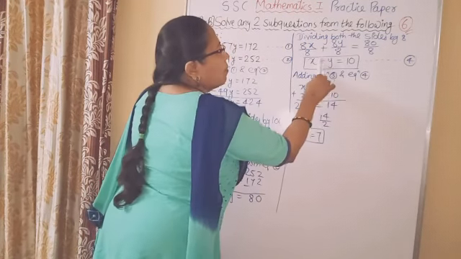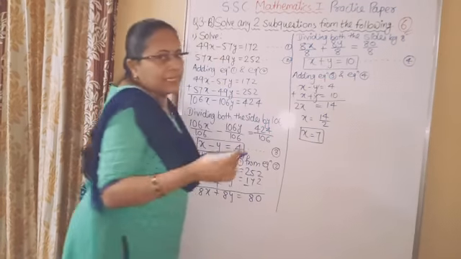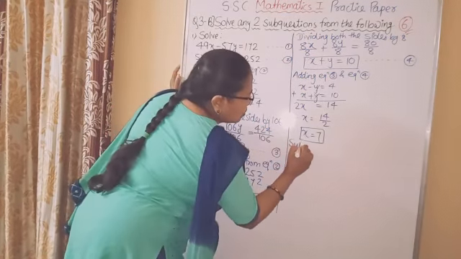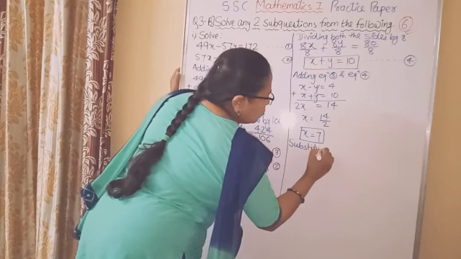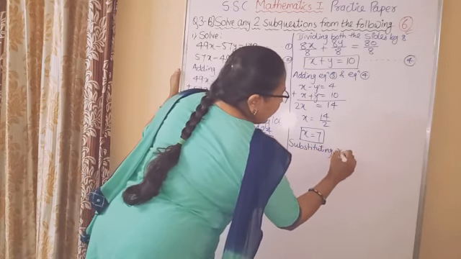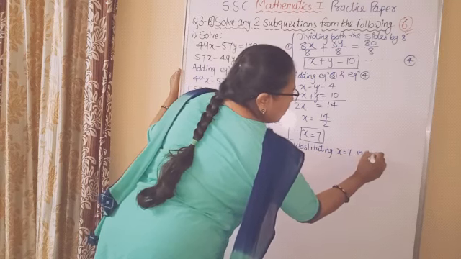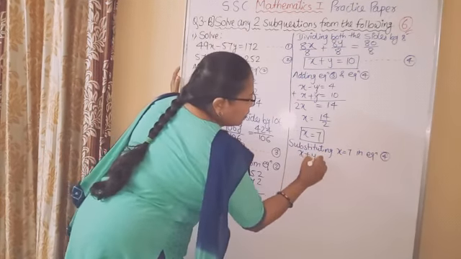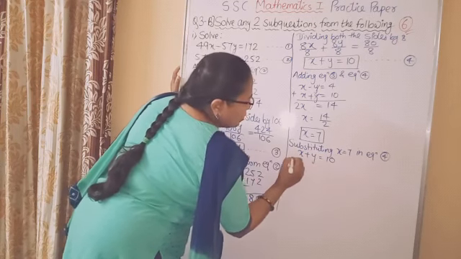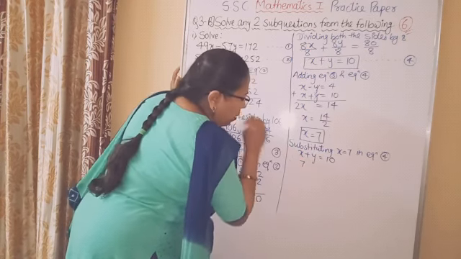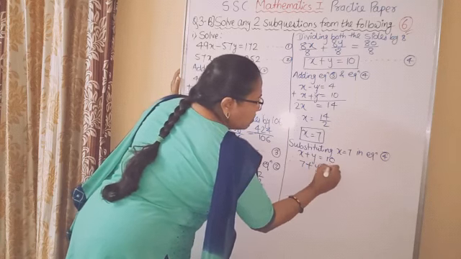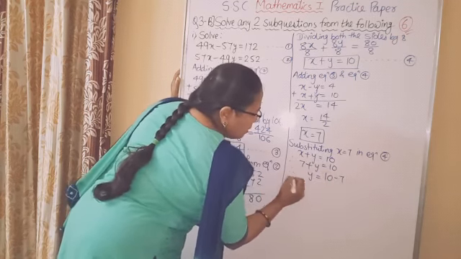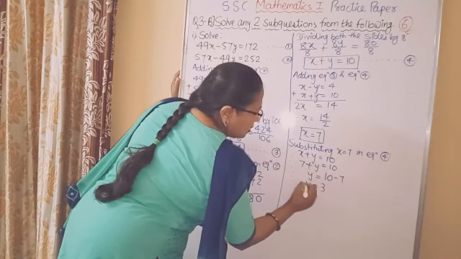But in equation number 4, we have a plus sign here, so it is easy to solve. Okay. So, substituting x equal to 7 in equation 4. So equation 4 is x plus y equal to 10. X is equal to 7. 7 plus y equal to 10. So y is equal to 10 minus 7. So y is equal to 3.